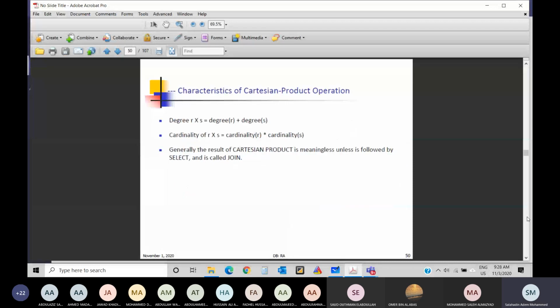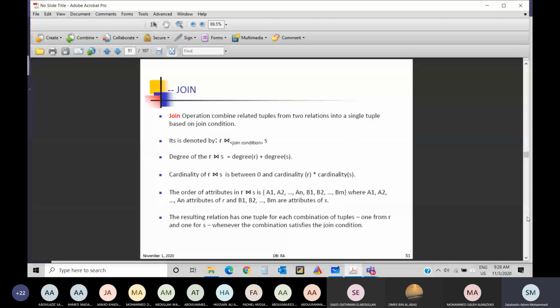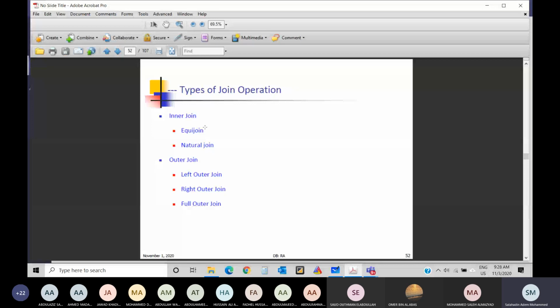The next one is join. So you remember what did we say about join? We have 2 kinds of joins. We have inner join and we have what? Outer join. We covered them in SQL, isn't it? So we have 2 types of joins: I have inner join and I have outer join.